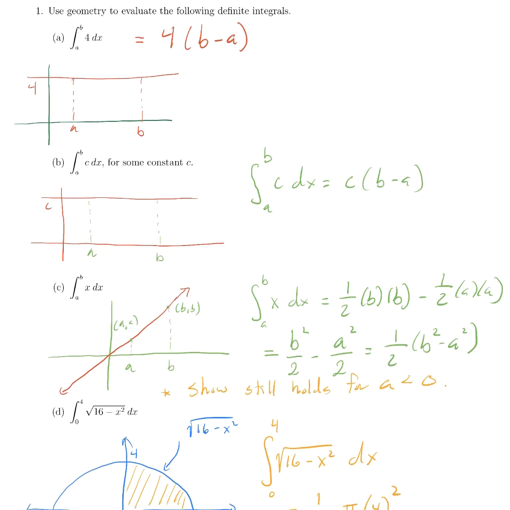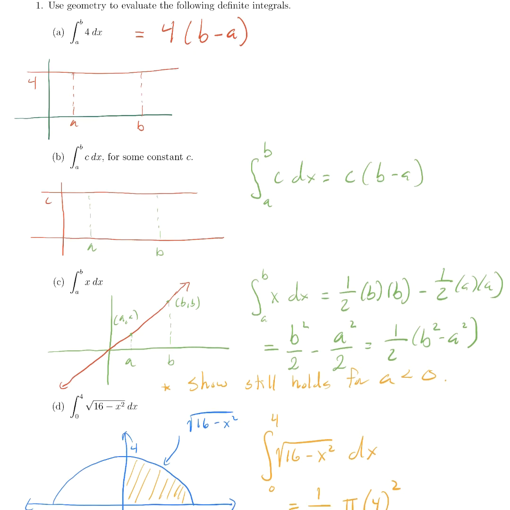So the first problem says use geometry to evaluate the following definite integrals. The integral from a to b of the constant function 4. Okay, we can restate that as the area under the constant function 4 on the interval from a to b. So that's this area right in here. It's just a rectangle. It's a rectangle with height 4 and width b minus a. So its area is 4 times b minus a.